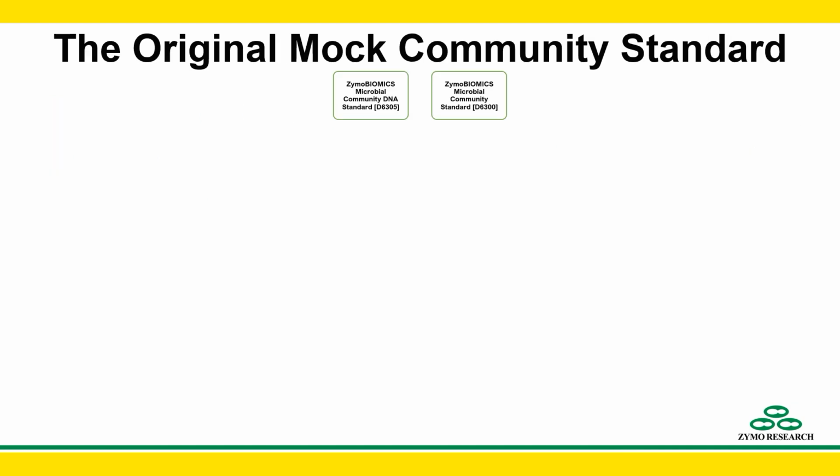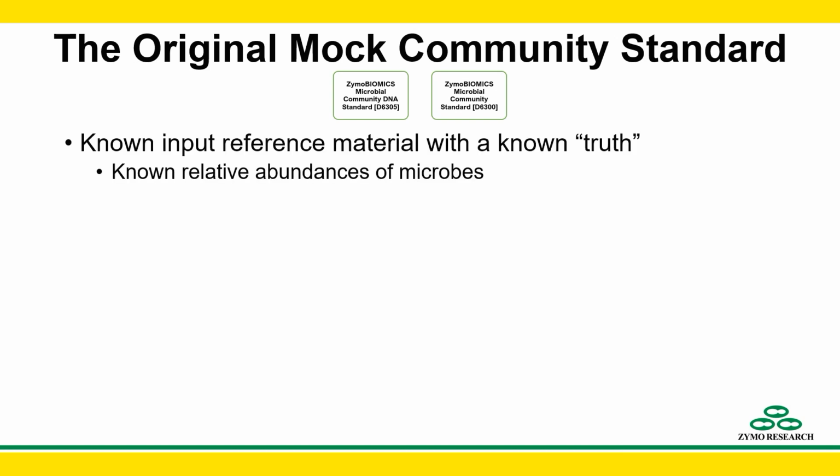So both of these standards, the mock microbial community gDNA extract as well as the whole cell standard, provide us with a known input reference material with a known truth value. Because this is made in a laboratory, we know exactly what went into it, at least in what relative abundance. And that gives us something to compare to, or an absolute known truth that we can say something is more or less accurate against.